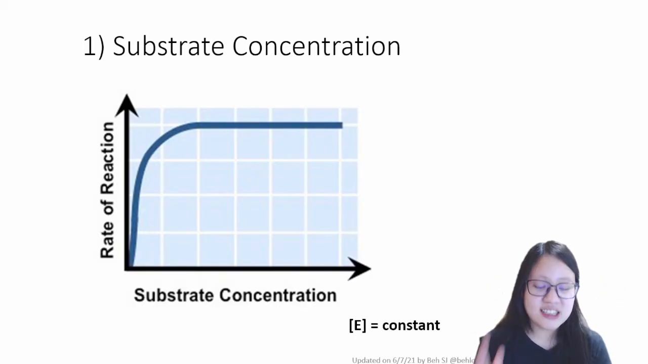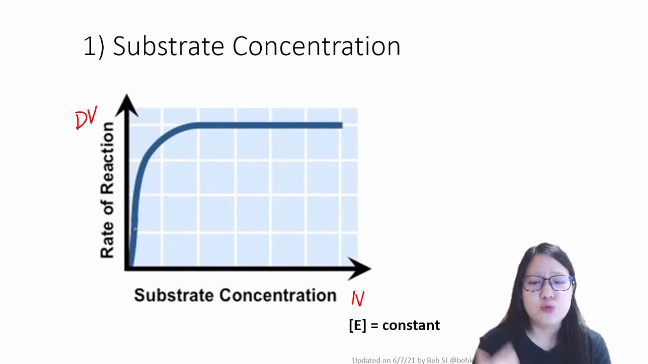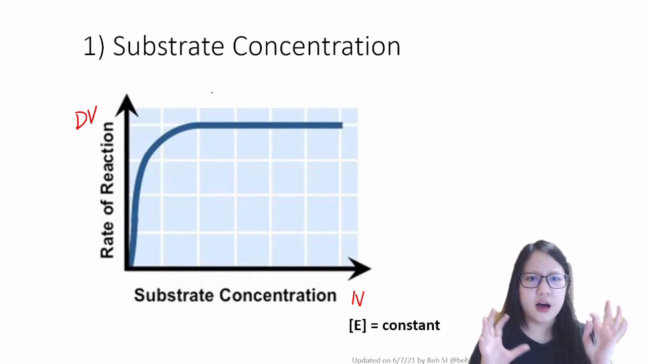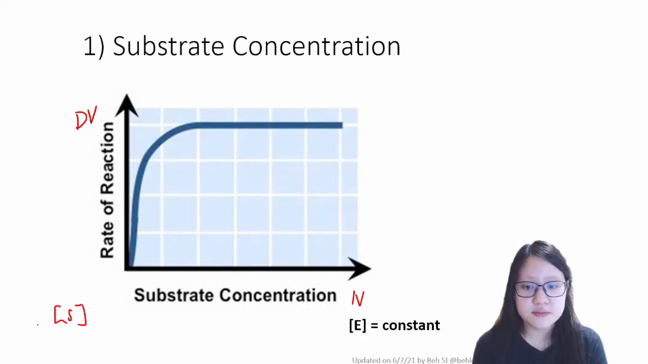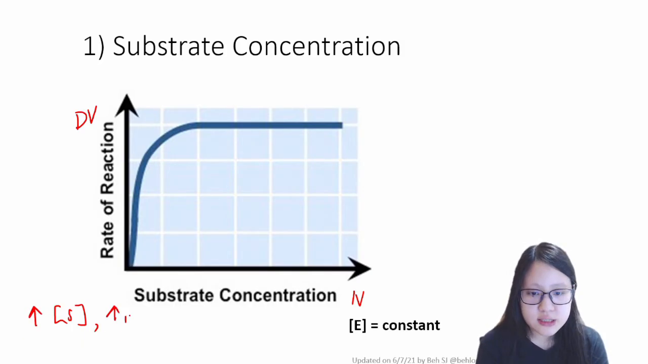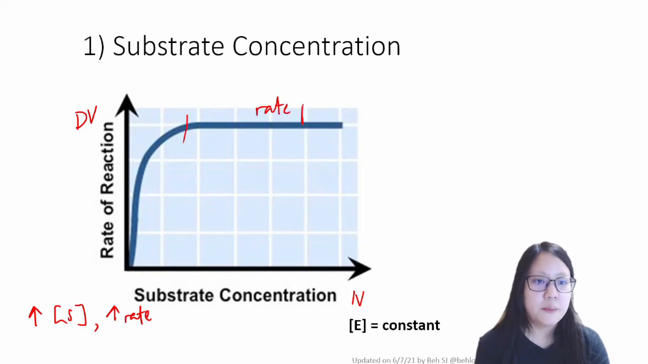Okay, x-axis is always the independent variable. This is what we manipulate, what we change. Rate of reaction, y-axis, is our dependent variable. This is what we measure. This is a graph that is derived from many different experiments. So we can see here that an increase in substrate concentration causes an increase of rate of reaction. So it increases, but until a certain point, the rate increases and then the rate plateaus.